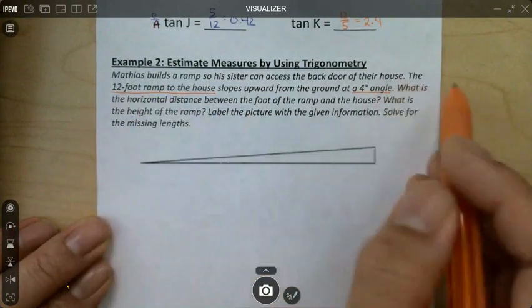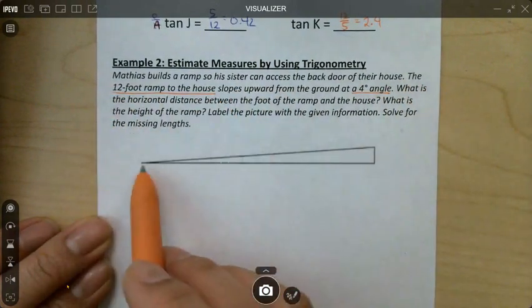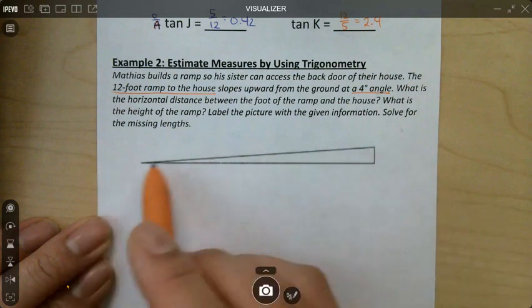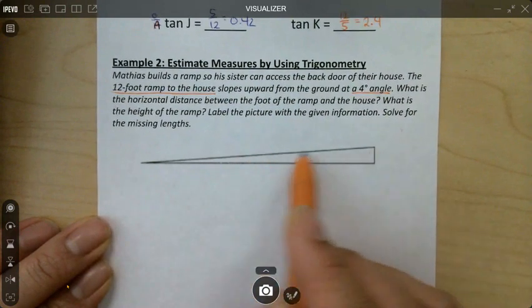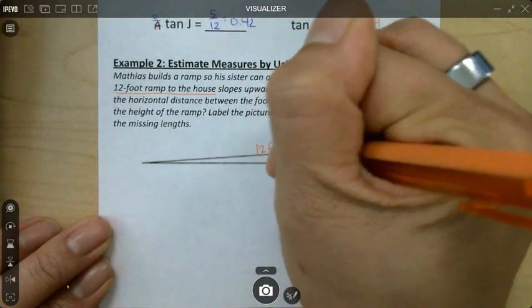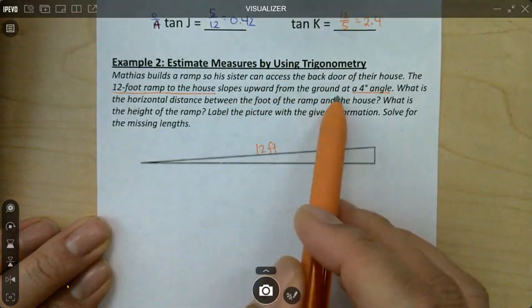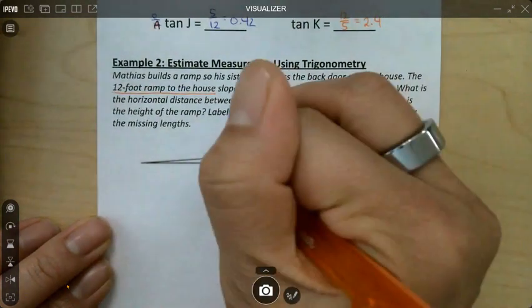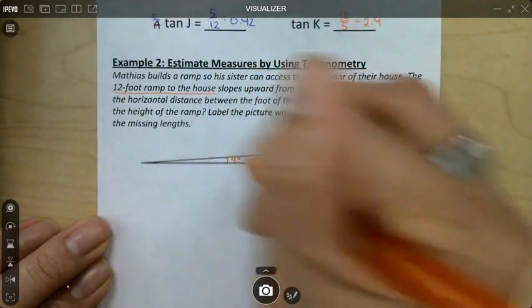Okay, so let's fill in the information we know. We know the ramp is 12. Well, here's our ramp. So the ramp is the part that you actually are going to go on. So this is going to be 12 feet. And then they say that the angle from the ground is 4 degrees. So this angle right here is 4 degrees.